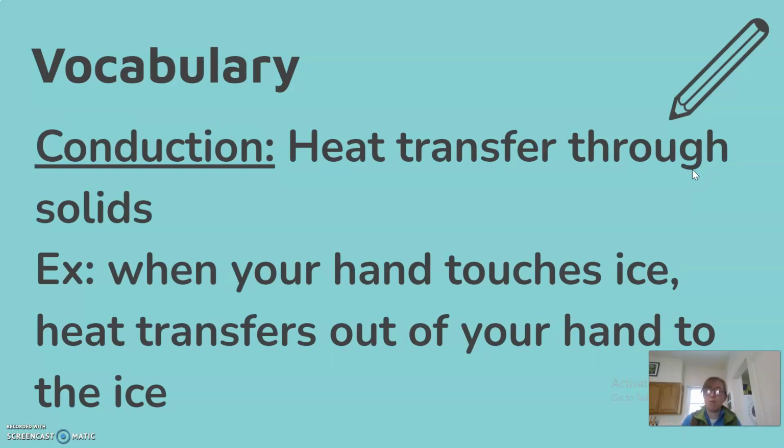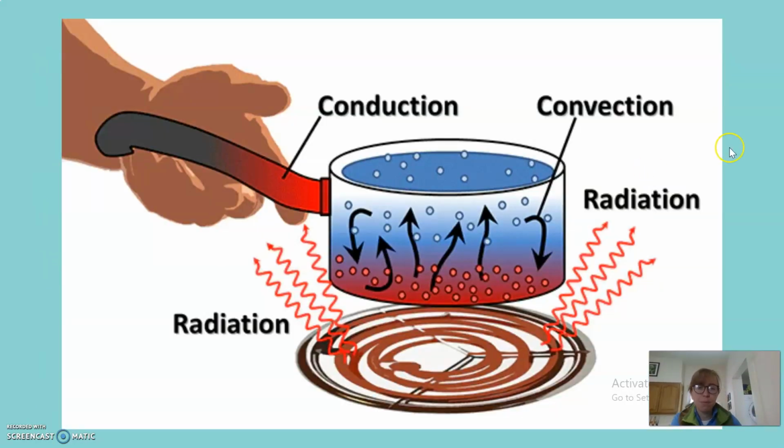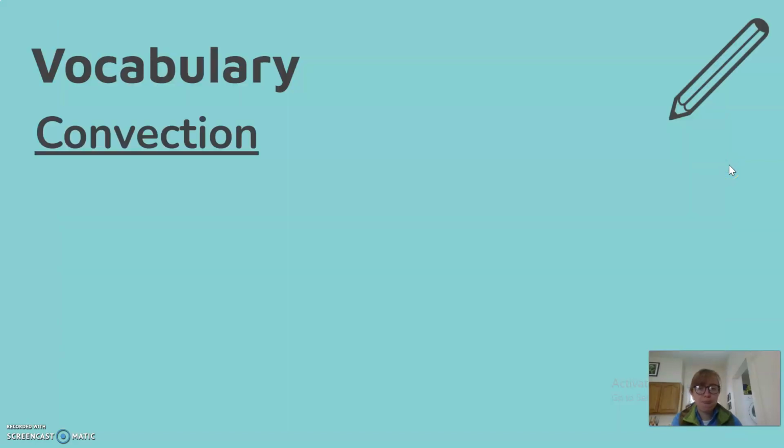So for example, when a hand touches ice, that heat transfers out of your hand to the ice. In the example where I was making bread, if I had grabbed the pan, the heat would have transferred from the pan to my hand. And that would be an example of conduction heat transfer because it's a solid to another solid. All right, so you can see this example of somebody grabbing the pan, that would be conduction. And these are convection and radiation. We'll get to those.